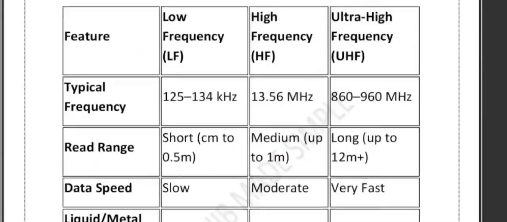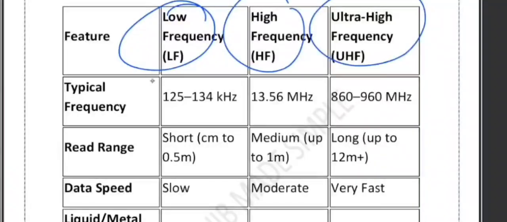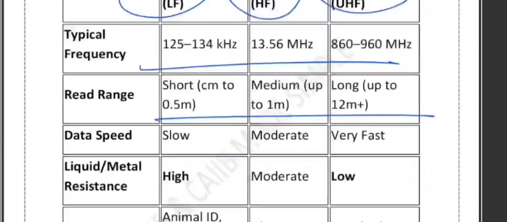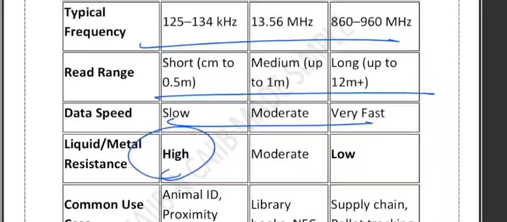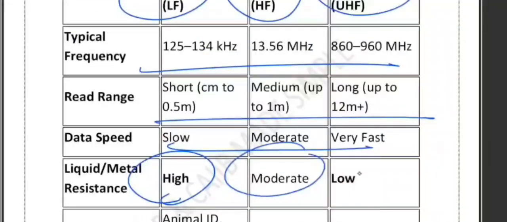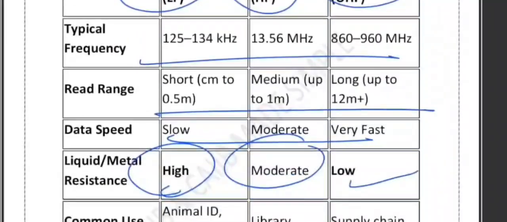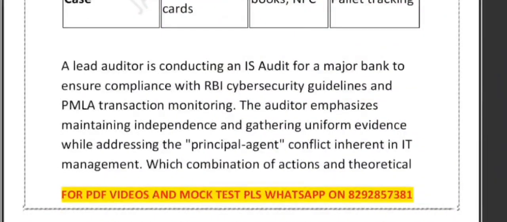This particular table clearly summarizes everything: low frequency, high frequency, ultra high frequency. You can see the frequency range, read range, and data speed. Liquid and metal resistance is very high for LF, moderate for HF, and for passive and active UHF it is very low. That's why passive UHF was the correct answer.